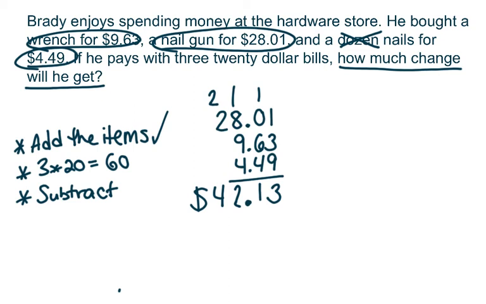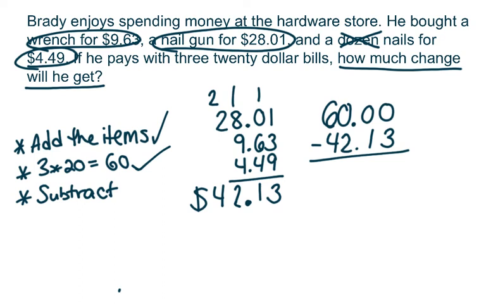So I got that done. I already know that my 3 $20 bills is $60, so I simply need to subtract $60 minus $42.13. Let's be careful as we subtract. We don't have enough in the 0 to subtract, so we're going to have to borrow. But we have to keep borrowing straight across until we can actually borrow. So the zeros in between the 10 and the number we've borrowed from are all going to become a 9. 10 minus 3 is 7. 9 minus 1 is 8. 9 minus 2 is 7. And 5 minus 4 is 1.